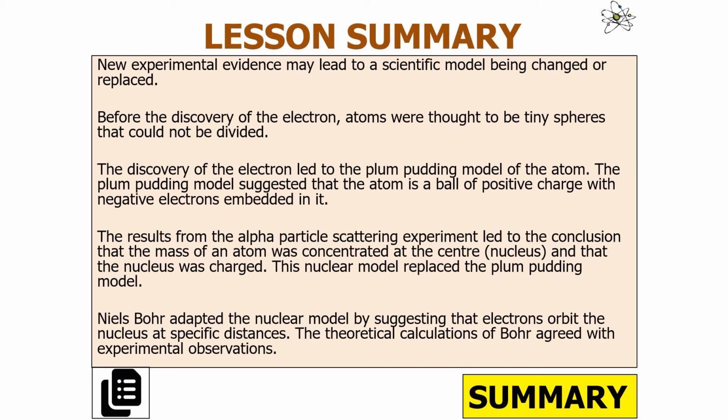The plum pudding model of the atom suggests the atom is a ball of positive charge with negative electrons embedded in it. The results from alpha particle scattering experiments led to the conclusion that the mass of the atom was concentrated at the centre, and that this nucleus was charged. This nuclear model replaced the plum pudding model, and Niels Bohr adapted the nuclear model by suggesting that the electrons orbit the nucleus at specific distances, and the theoretical calculations agree with experimental observations.